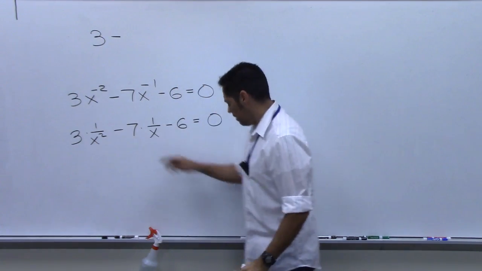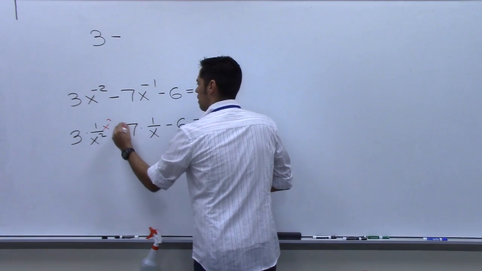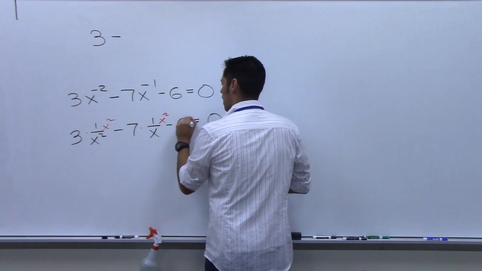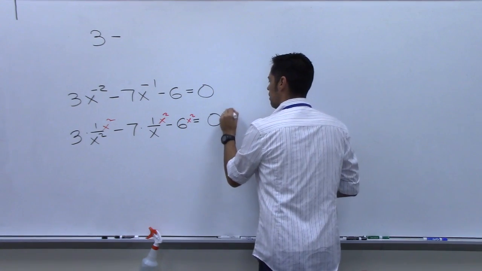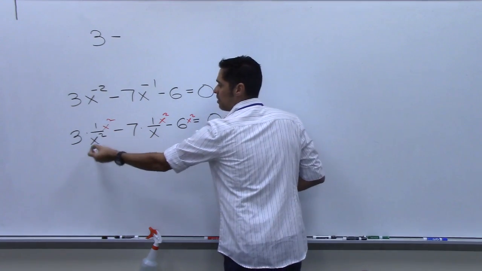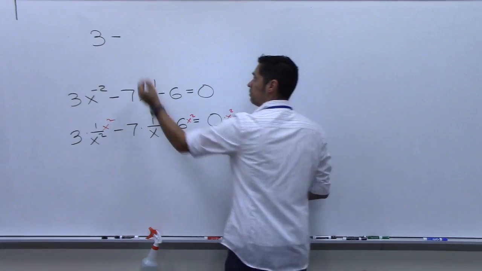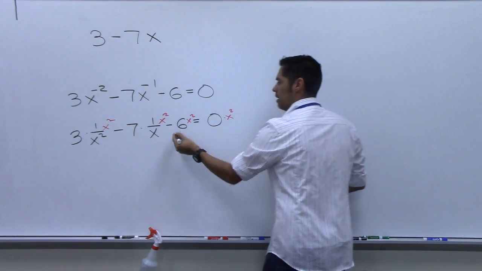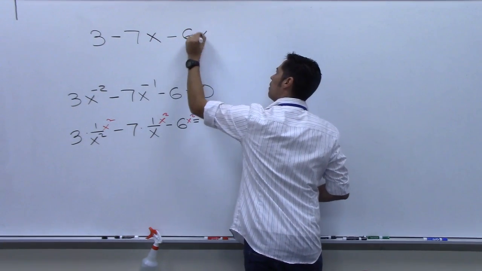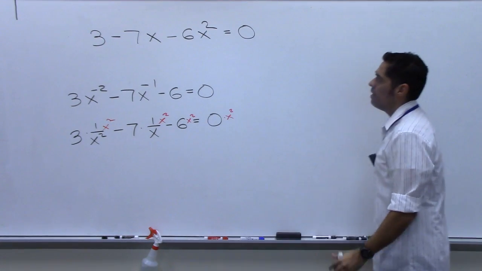Minus, what happens if you multiply this by x squared? Here, I should do it. I'm multiplying this by x squared, x squared, x squared, x squared. Everything. So the x squareds cancel, get 3. Over here, one of the x's still stays, right? So 7x here, minus 6x squared equals 0. That's a quadratic equation.